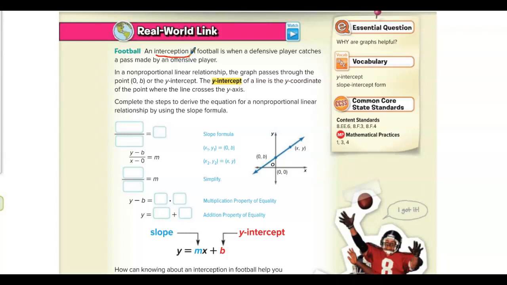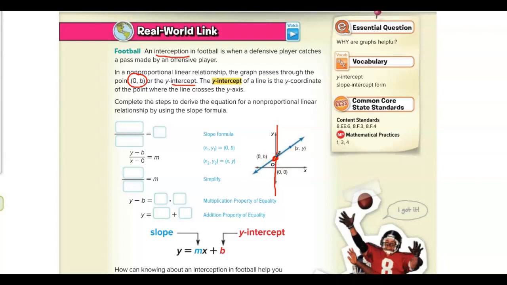Slope. So in a non-proportional linear relationship, the graph passes through the point (0, b), or the y-intercept. See where we're getting that intercept? Slope-intercept form. The y-intercept of a line is the y-coordinate of the point where the line crosses the y-axis. So here is our y-axis, and here's our y-intercept at that (0, b). We don't know what b is.